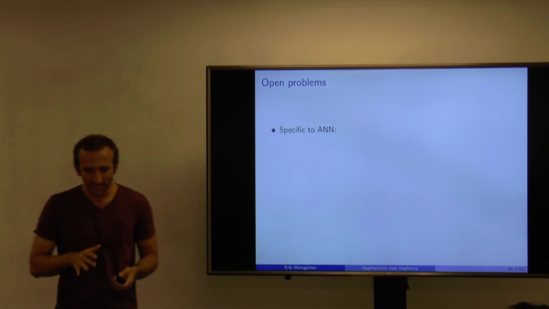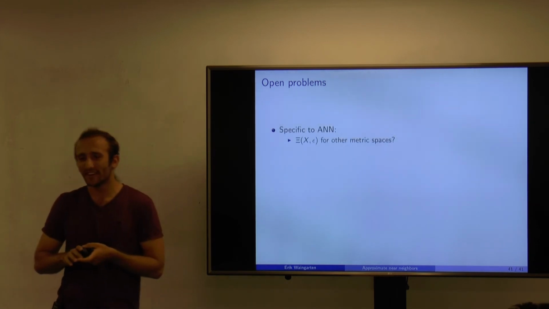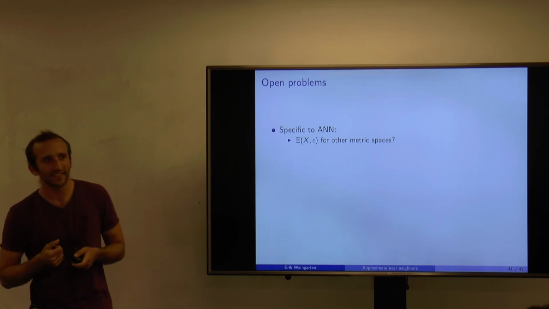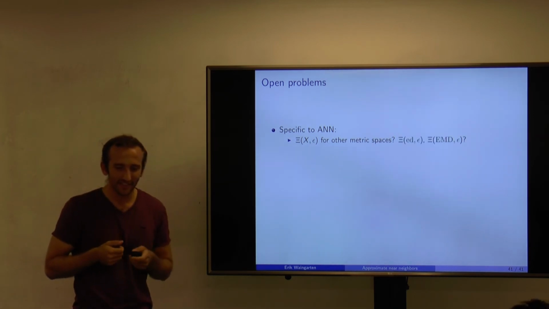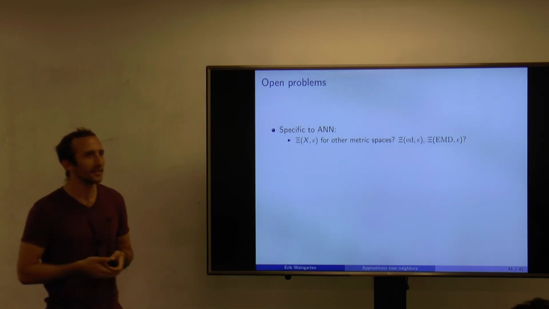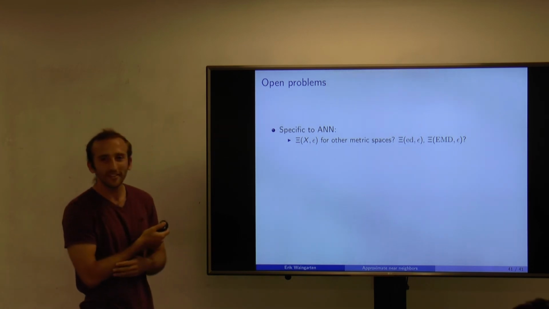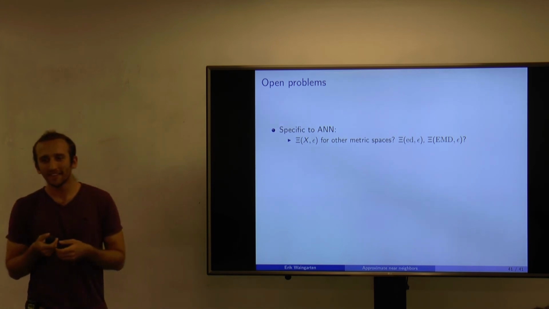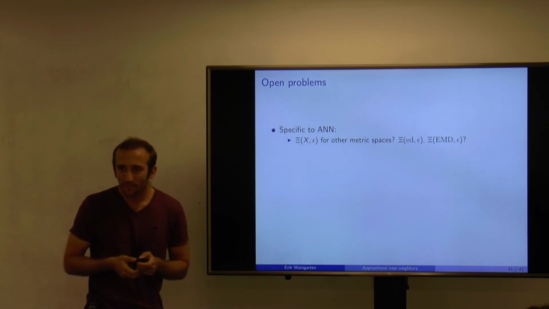Some problems that are specific to ANN is to try to compute this cutting modulus for spaces that we actually care about. So for instance, for the edit distance or for the earth mover's distance, can you give some good upper bounds for the cutting modulus, which will correspond to good upper bounds on nearest neighbor search?